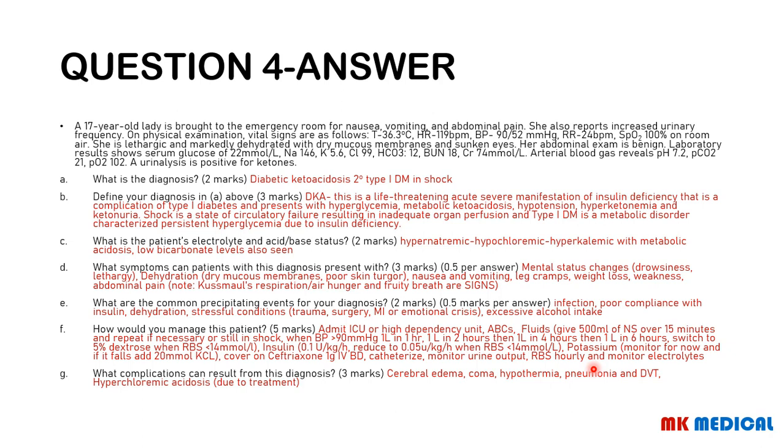Cover them on broad spectrum antibiotics, so a good start is your ceftriaxone 1 gram IV twice a day. Catheterize the patient, monitor the urine output, RBS hourly, and then of course monitor the electrolytes as well. The complications that may arise include cerebral edema, which could be a complication of the treatment, coma, hypothermia, pneumonias and DVT, which occur later on, as well as hypochloremic acidosis, which arises due to the treatment.